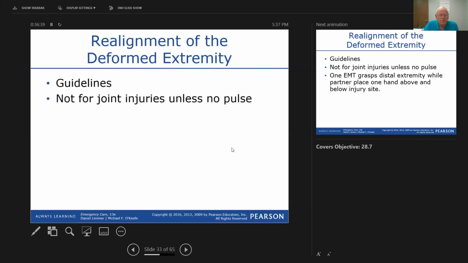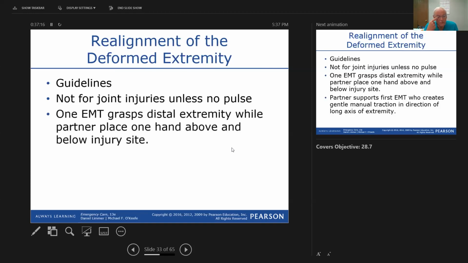So some guidelines: we don't manipulate a joint injury. If you see an ankle that's angulated, we don't mess with those unless there's no pulses. If there's no pulses, you're going to get one attempt to do some traction and straighten it a little bit just to reestablish a pulse, because joints are very complicated and you can really screw some things up. So the only time you mess with those is if there's no pulse distal to that ankle, or elbow joint, whatever it happens to be.